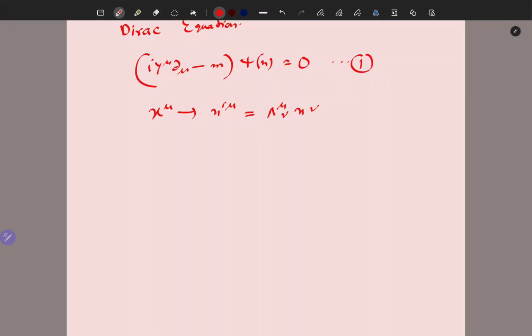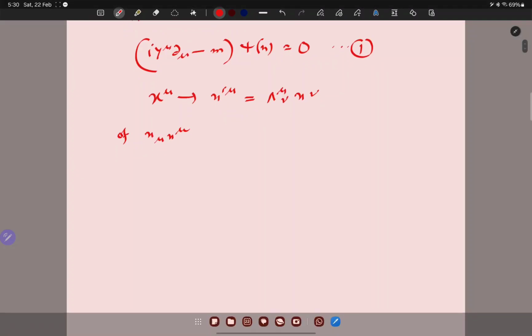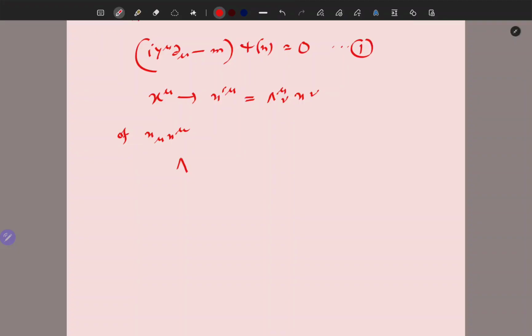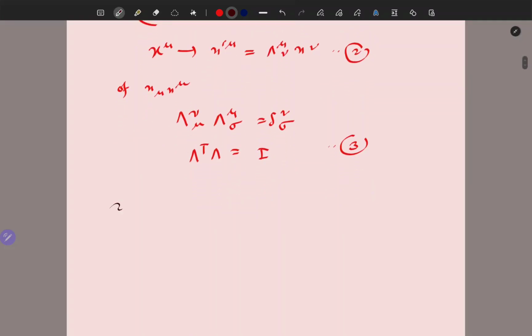The invariance of x^μ implies Λ^ν_μ Λ^μ_σ = δ^ν_σ, or Λ transpose Λ = I. This is equation number 2 and this is 3. From which it follows Λ transpose Z Λ = Z. Congruent transformation by the Λ leaves the metric unchanged.